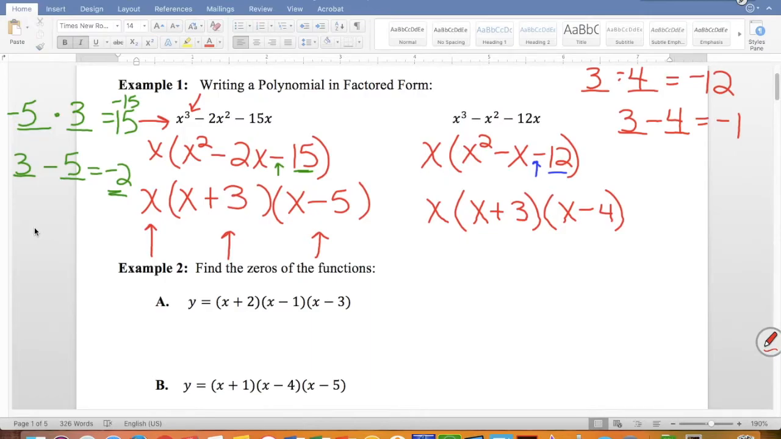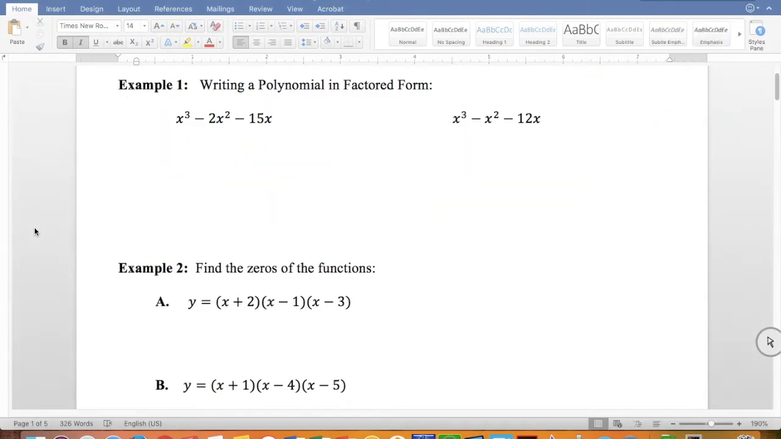So there's the factoring of that. If you have questions, please ask, write them down, whatever you need on that part. So that's example 1. Let's go ahead and look at example 2.